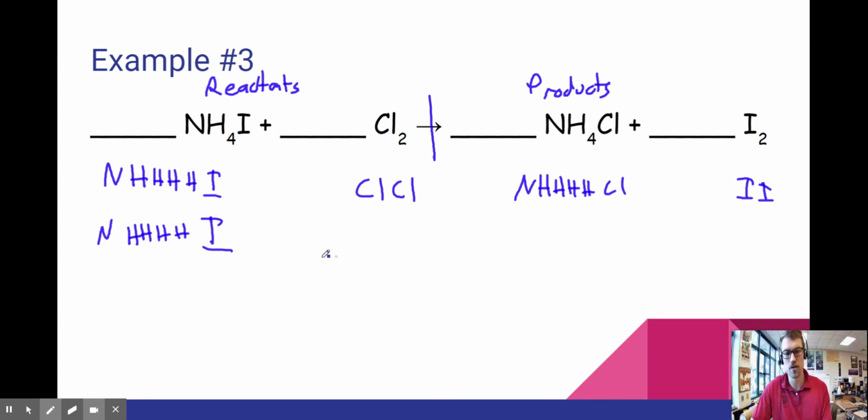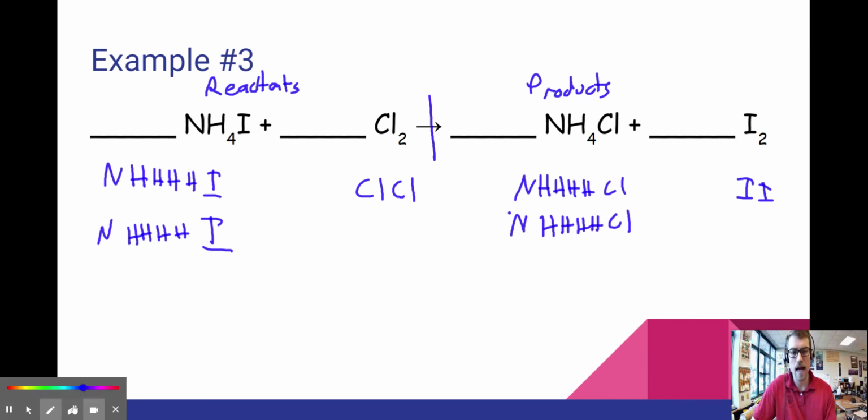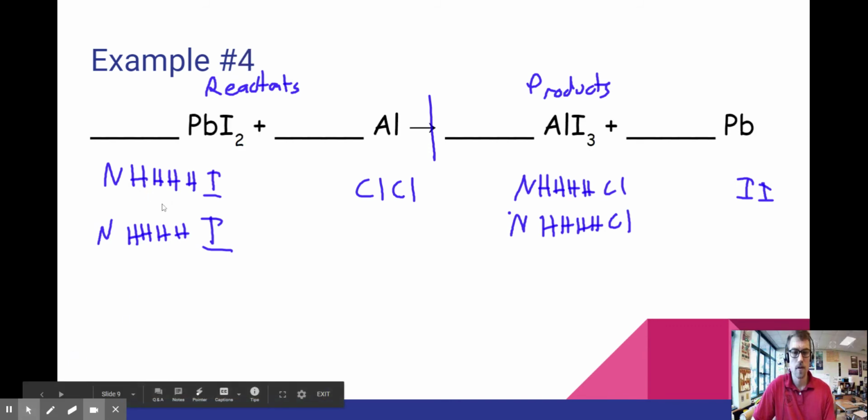So now I have 2 iodines on both sides, but I now have 2 nitrogens on the reactant side, and I have 8 hydrogens, okay? So in order to balance this, I need to add on some more nitrogens and hydrogens on the product side. Well, it just so happens that we have this molecule here, NH4Cl, right? So if I add another one of these, now I have 2 nitrogens on both sides. I have 4 hydrogens on both sides.